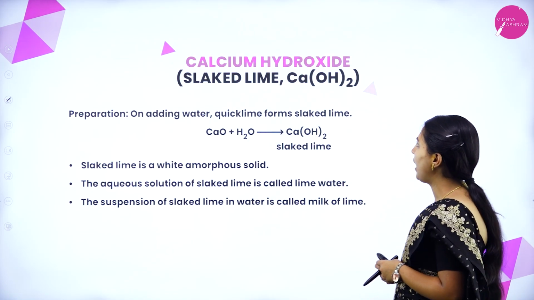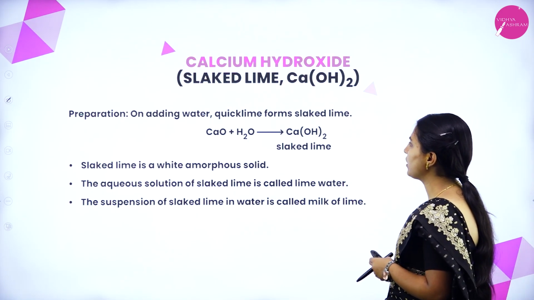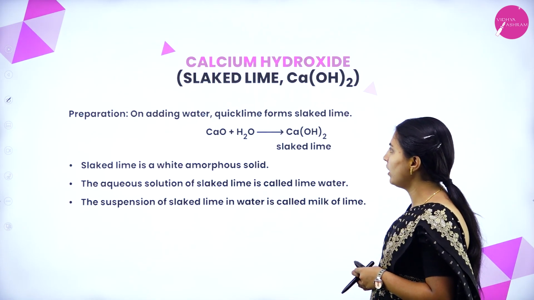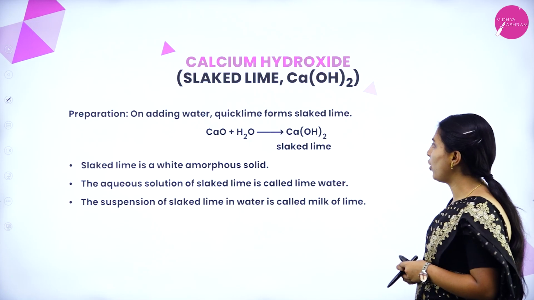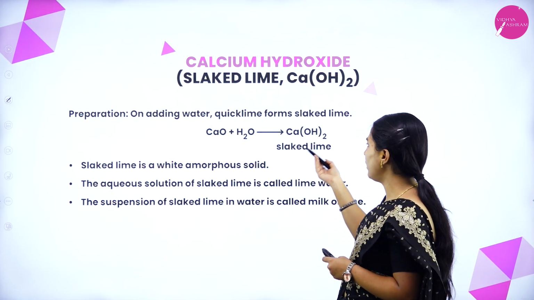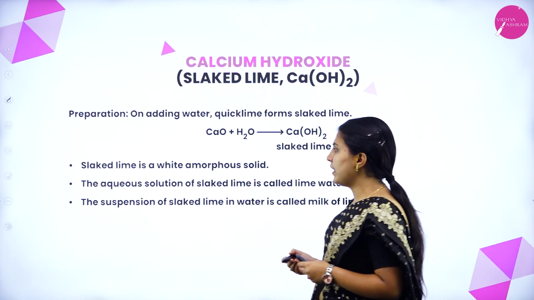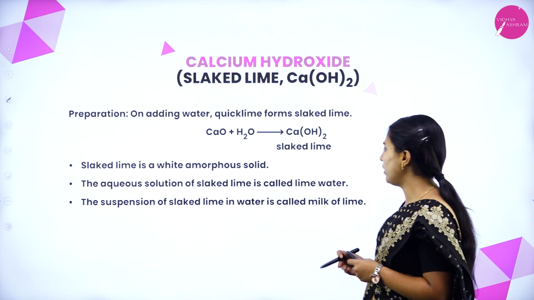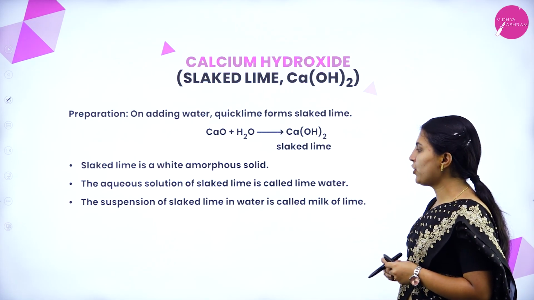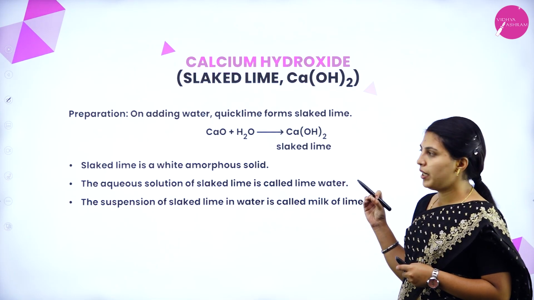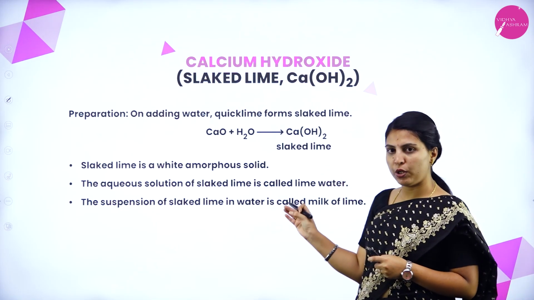First one, calcium hydroxide, that is slaked lime. How will it be prepared? The preparation: on adding water, quick lime forms slaked lime. Calcium oxide, when treated with water, will form slaked lime. Slaked lime is a white amorphous solid. The aqueous solution of slaked lime is called lime water. The suspension of slaked lime in water is called milk of lime. It is a white amorphous solid.